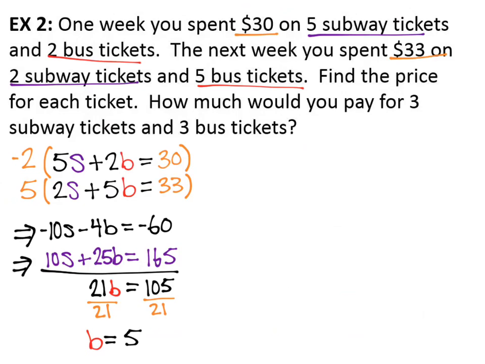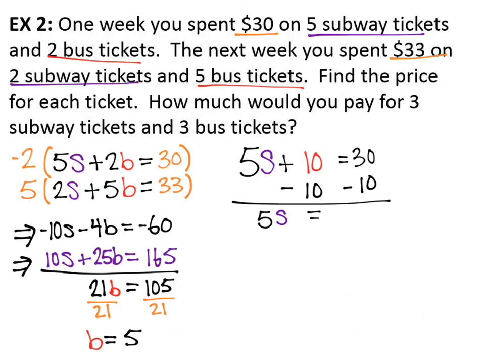So we know that one bus ticket costs $5. I substitute this in for either equation. I'm going to choose the top one: 5 times S plus 2 times 5, because a bus ticket costs $5, equals 30. Change that to a 10, and I subtract 10 from both sides to get 5S equals 20. I divide by 5 to get S equals 4.